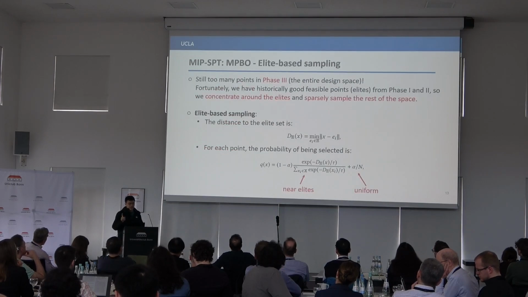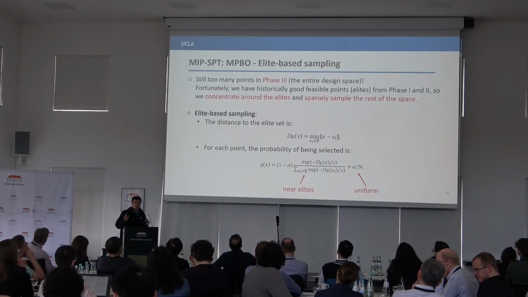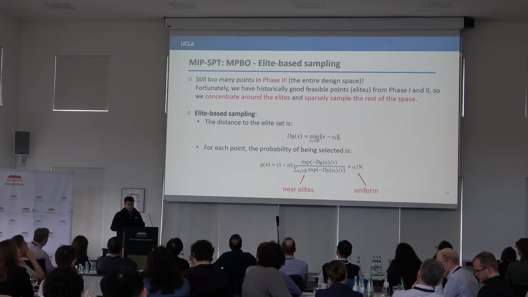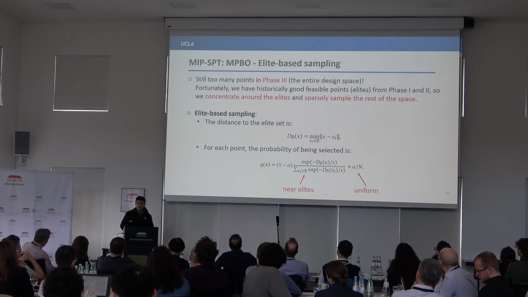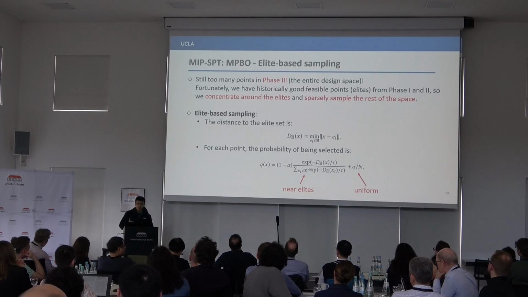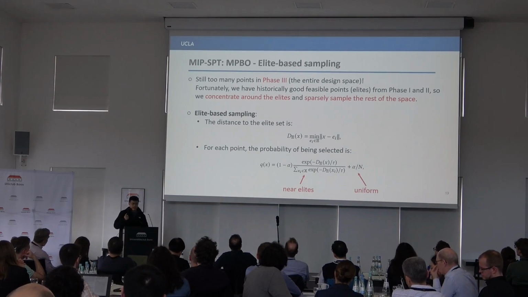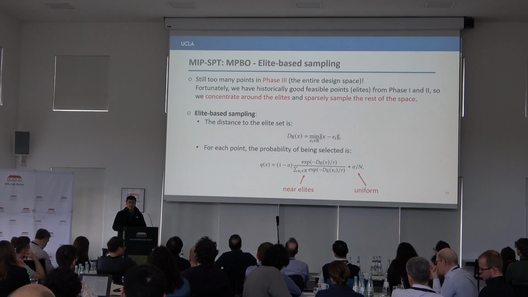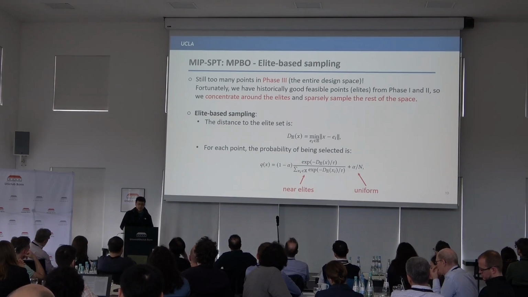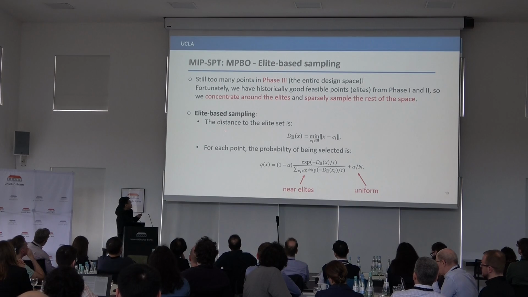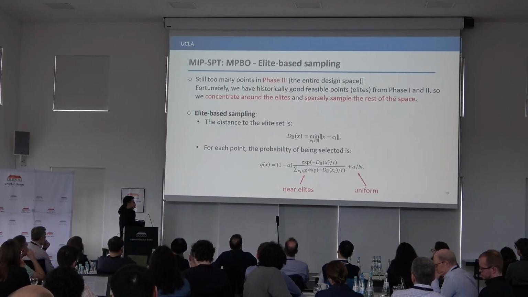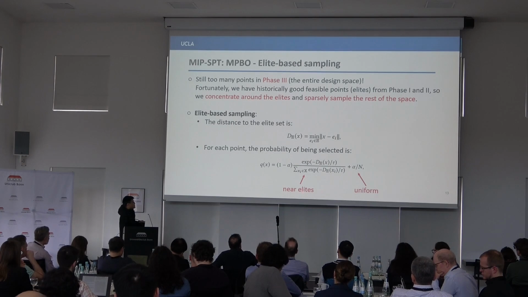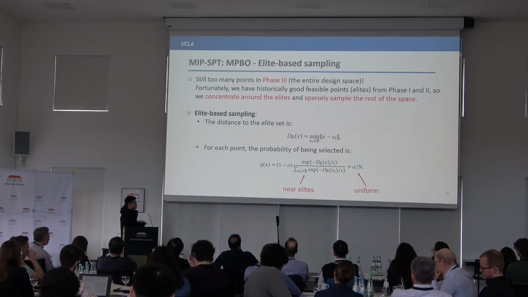And we still have too many points in phase 3, because remember, in phase 3, we optimize all the parameters. So fortunately, we have historical good feasible points obtained from phase 1 and phase 2, because of elites. And we just concentrate around the elites and sparsely sample the rest of the space. So we do this elite bias sampling, and the probability of selecting one point is constituted by 2 parts. The first is how close it is to an elite, and the second part is the uniform selection.